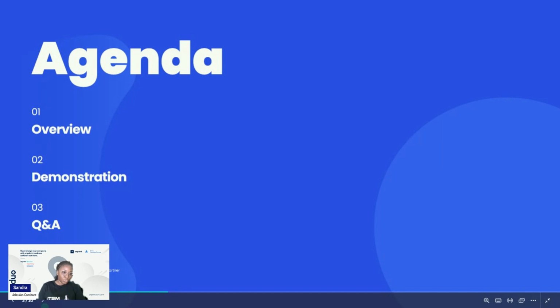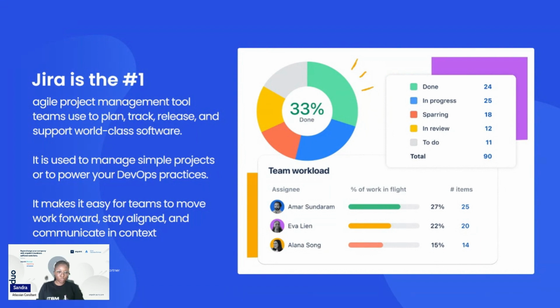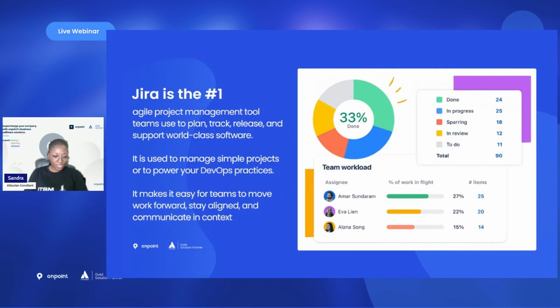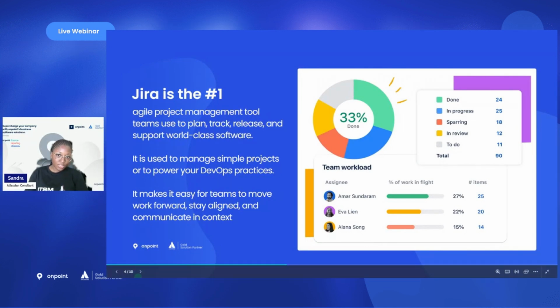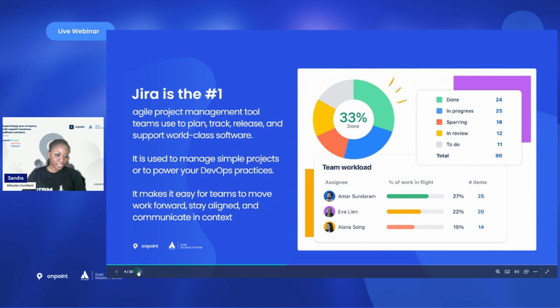So for the agenda for today, we have the overview and then a little demo, after which we would have a little Q&A, and then that would be all. So a brief introduction to Jira. Jira is the #1 agile project management tool teams use to plan, track, release and support world-class software. It is used to manage simple projects or to power your DevOps practices. It makes it easy for teams to move work forward, stay aligned, and communicate in context. So that is a little bit about Jira for those who don't know about Jira yet.